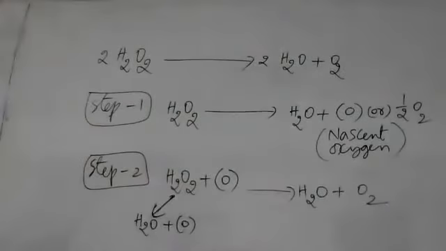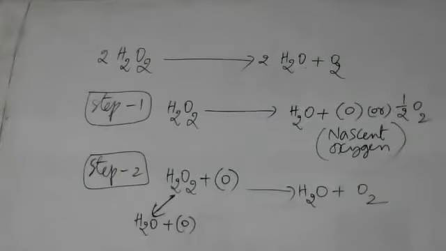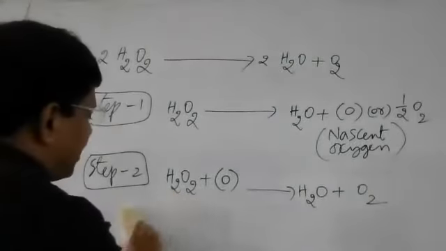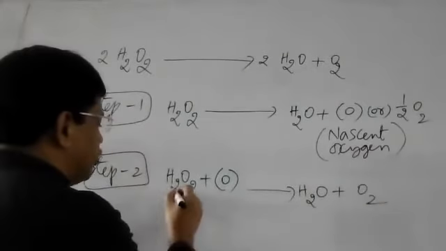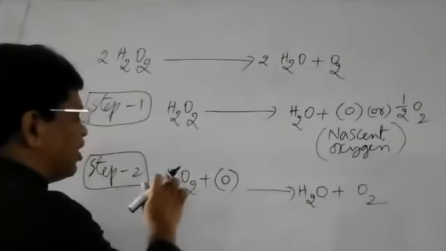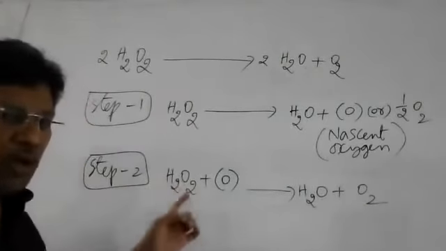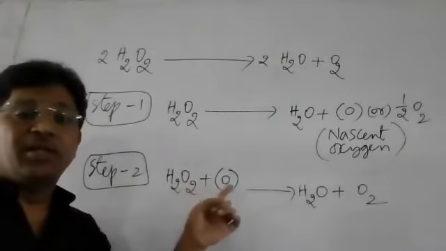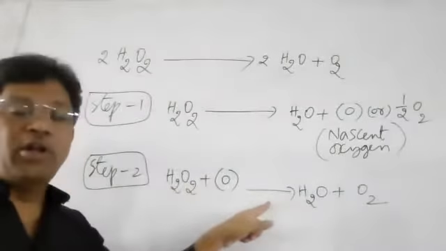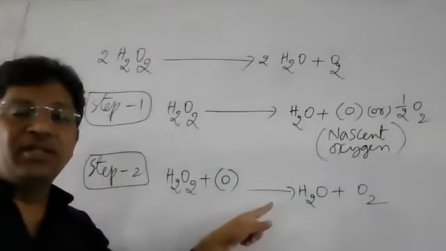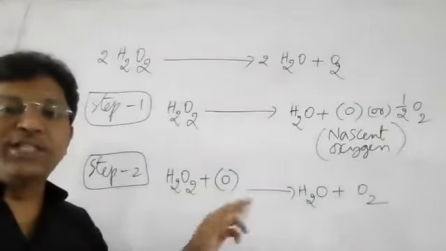In step 2, what do we have to understand? How many reacting species are combining with each other? Tell me. One molecule of H2O2 and one atom of oxygen. So 2 species, 2 particles colliding with each other. So what should be the molecularity of this individual reaction? It should be 2. Molecularity is 2 here.